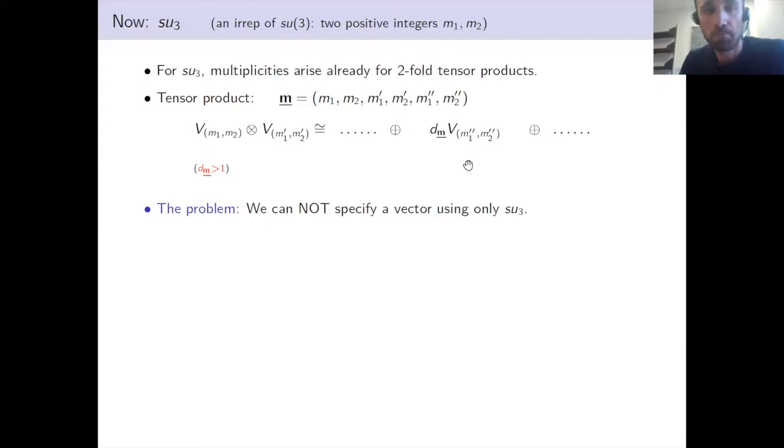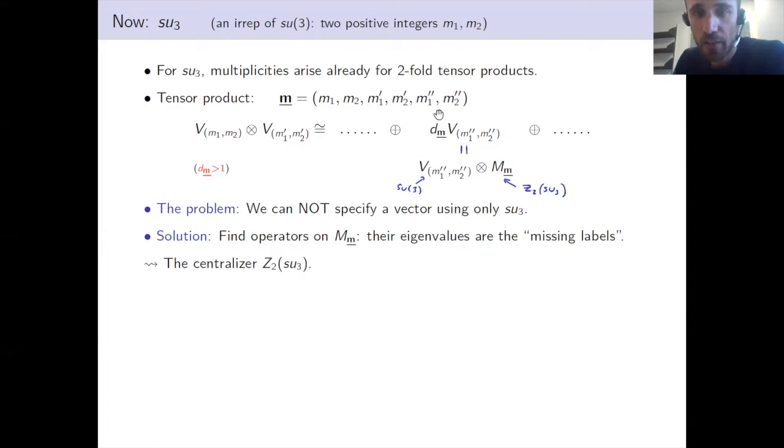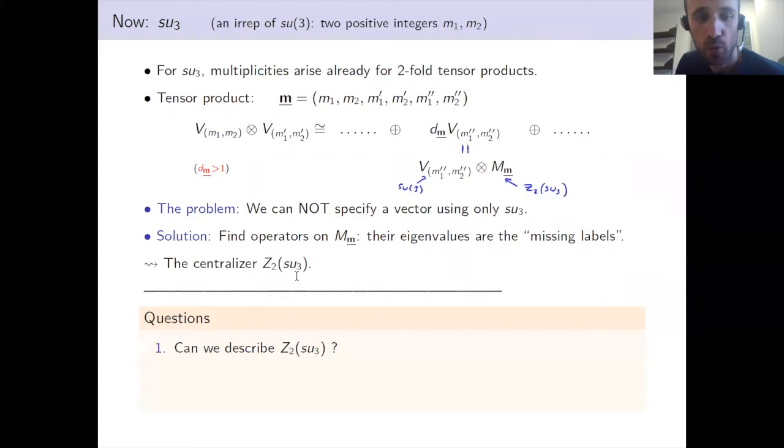Okay, so let me use the same trick as before. I write this direct sum of several copies of the same representation as a tensor product. SU3 is acting here, and we need operators acting on the multiplicity space, and this is going to be given by the centralizer. Okay, so as before, the answer is the centralizer, Z2 of SU3. So of course, the question now is, can we describe this centralizer?